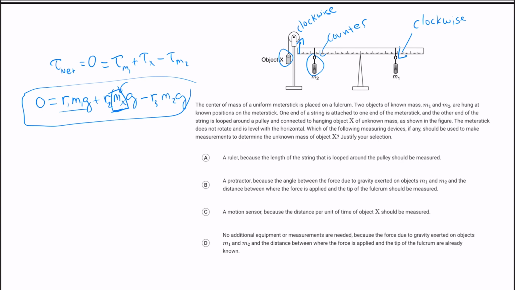A says a ruler because the length of the string that is looped around the pulley should be measured. All right, so that's funny because it's literally what I just said. We don't need another ruler. A protractor, nope. All of these are already applying force perpendicular to our lever arm, so we don't need any trigonometry.